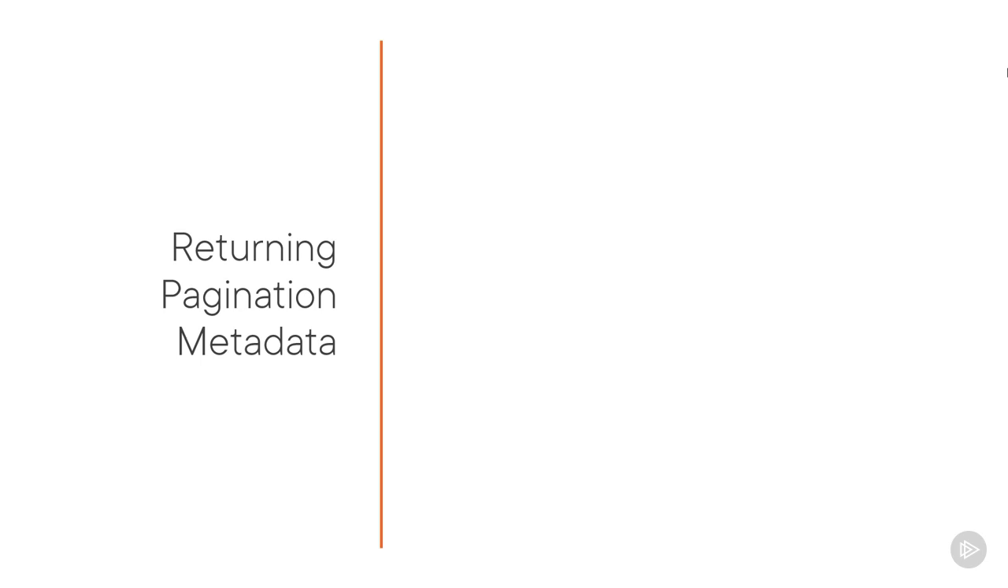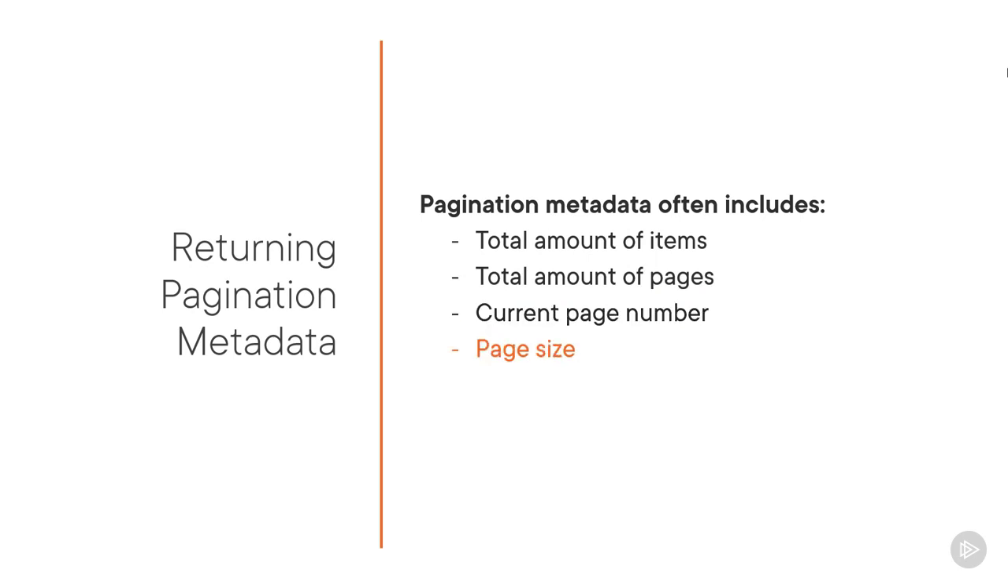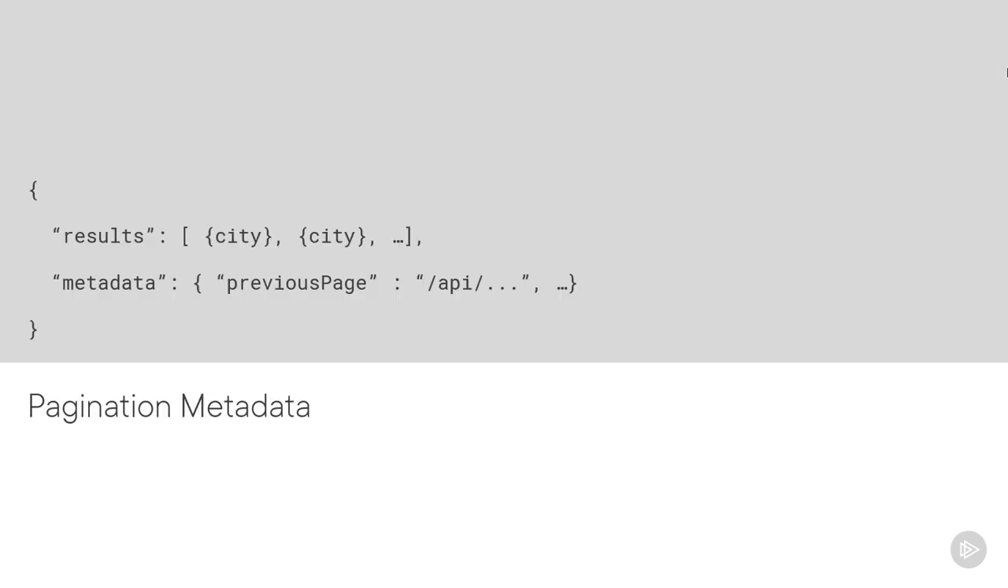Let's think about how we can include pagination metadata with our response, like total amount of items, the total amount of pages, the current page number and/or page size. What's often done, and you probably already encountered this if you've worked with third-party APIs like Facebook's, is that paging information is included in the response body itself, often with a metadata tag or a paging info tag. You can see an example of that on screen.